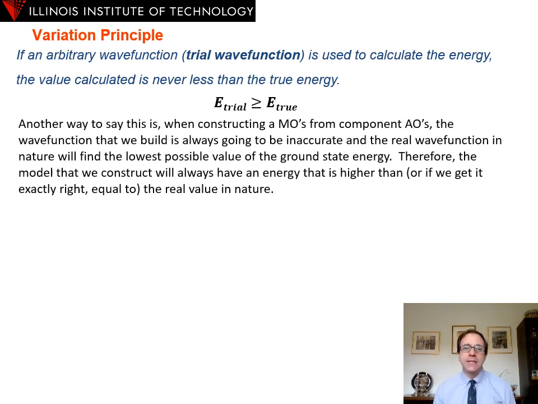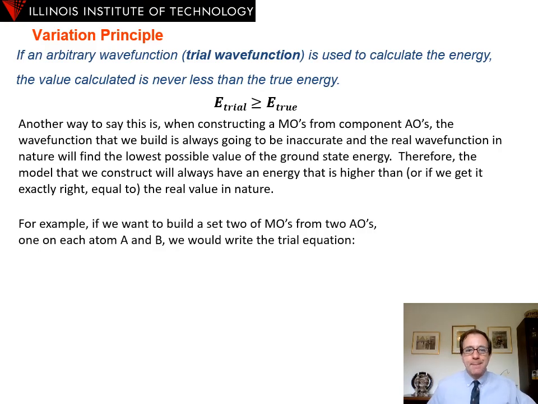Another way to say this is when constructing molecular orbitals from component atomic orbitals, the wave function that we build is always going to be inaccurate, and the real wave function in nature will find the lowest possible value of the ground state energy. Therefore, the model that we construct will always have an energy that is higher than, or if we get it exactly right, equal to, the real value that nature provides.